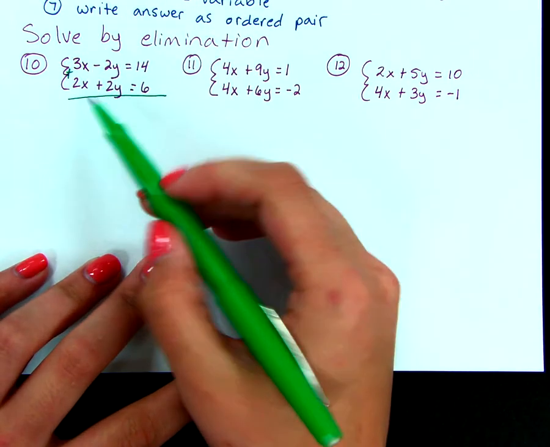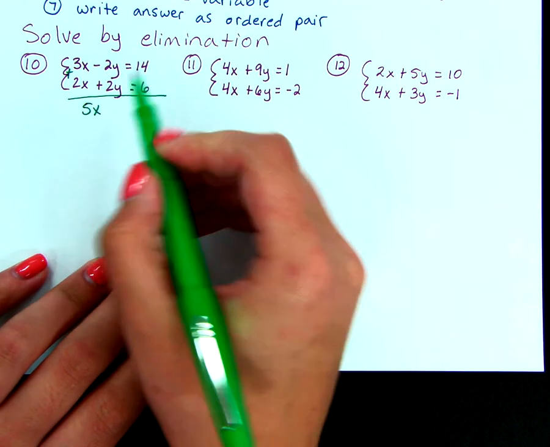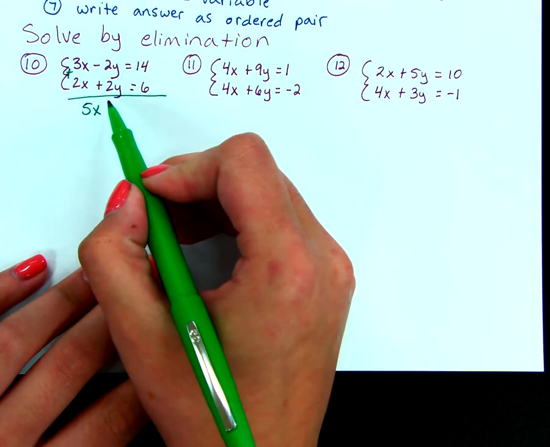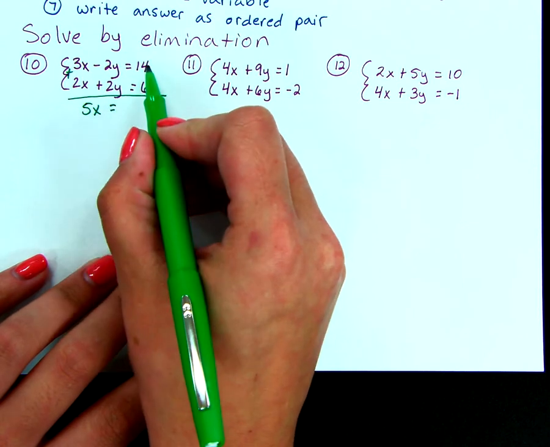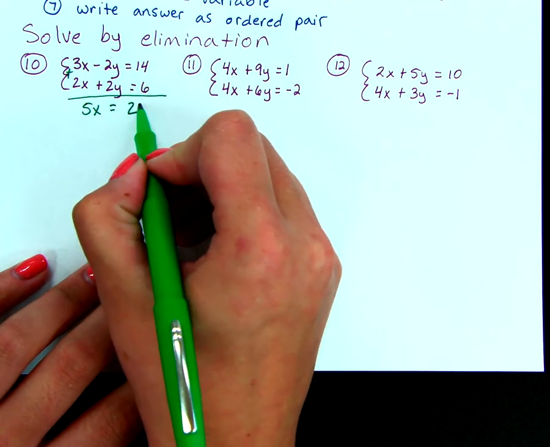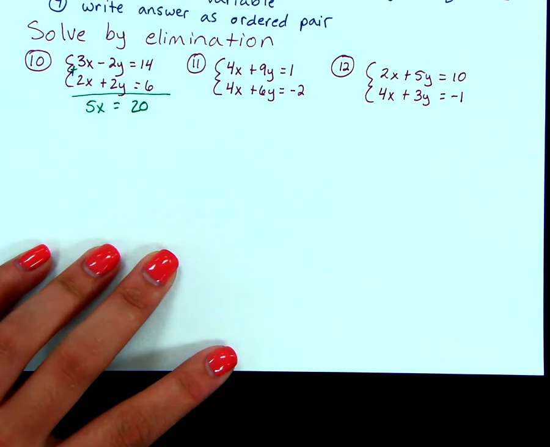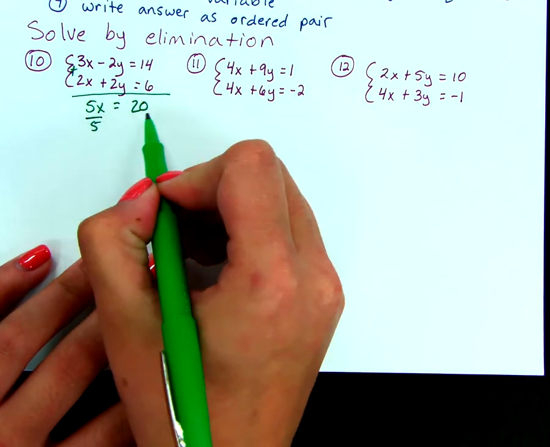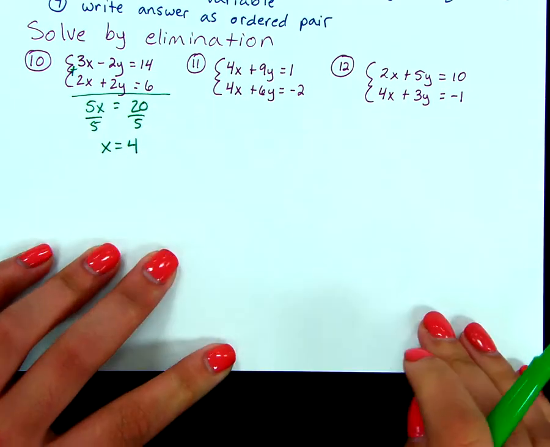We're just taking the equations as is and adding them together. So 3x plus 2x is 5x. -2 plus 2 is 0, so our y's cancel out. 14 plus 6 is 20. So I've eliminated a variable, and now I just solve for the variable that I have left. We divide by 5, and x will be 4.